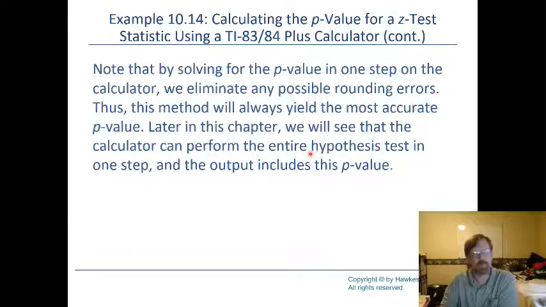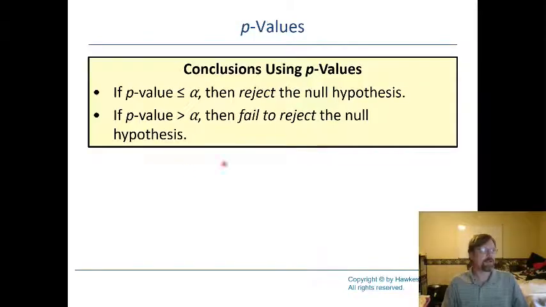Okay. So that's how we find the p-value. Using the p-value is simple. If the p-value is less than or equal to our significance level, we reject the null hypothesis. If the p-value is greater than our significance level, then we fail to reject the null hypothesis. So if you want your data to show what you think it should show, the p-value is something that would ideally be as small as possible.